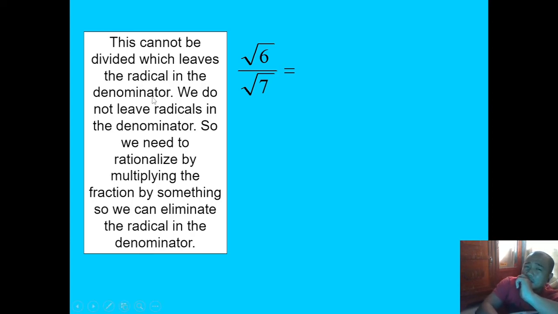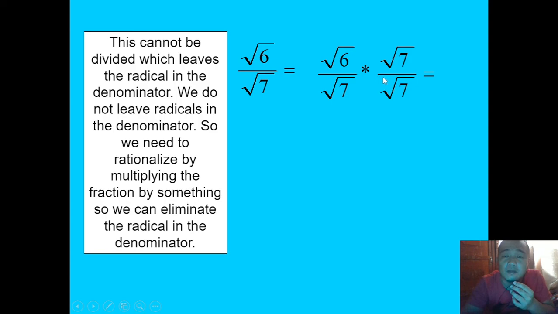So since we cannot simplify this anymore, square root of 6 over square root of 7, we're going to rationalize by multiplying the fraction by something. What is that something? You should multiply by 1 so that it does not change the value. So what you will multiply is square root of 7 over square root of 7, which is also equal to 1. If you multiply a number by 1, it's still the number.